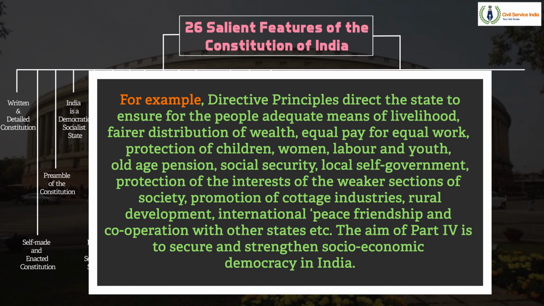For example, directive principles direct the state to ensure for the people adequate means of livelihood, fairer distribution of wealth, equal pay for equal work, protection of children, women, labor and youth, old age pension, social security, local self-government, protection of the interests of the weaker sections of society, promotion of cottage industries, rural development, international peace, friendship and cooperation with other states. The aim of Part 4 is to secure and strengthen socio-economic democracy in India.